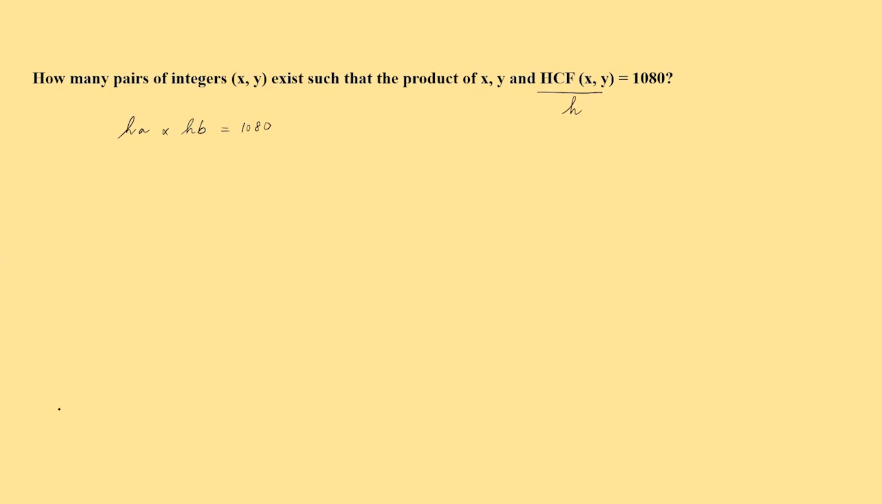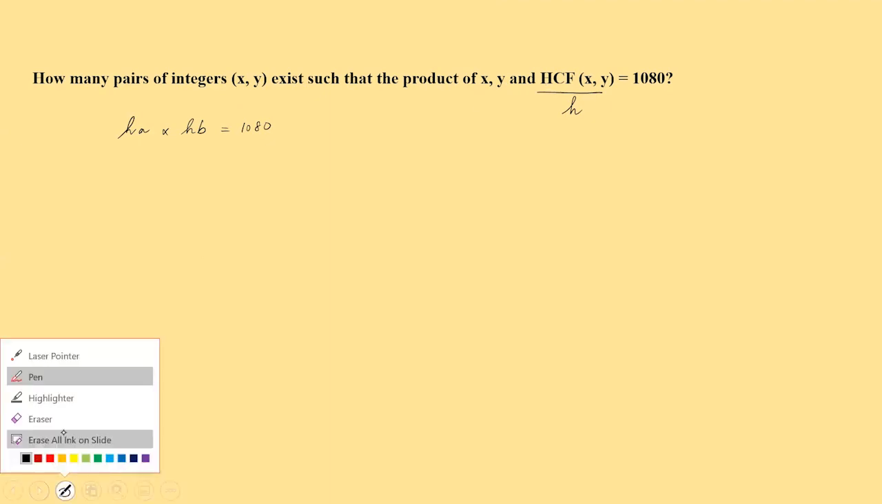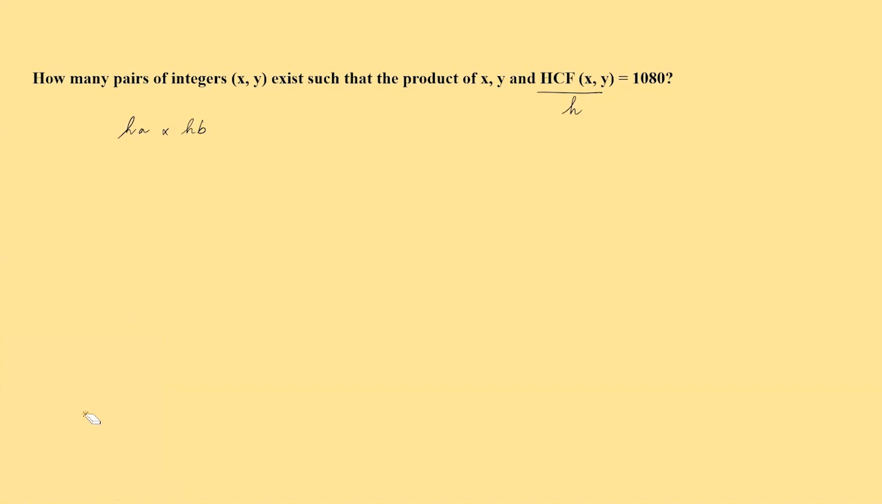How many pairs exist such that the product of x and y and their HCF also is 1080. Now I have to take the HCF also, and the HCF is nothing but h. So the product of these numbers is 1080, and I'll end up with h cube into a into b equal to 1080. Now let's prime factorize this number. I can write it as 2 cube into 3 cube into 5.